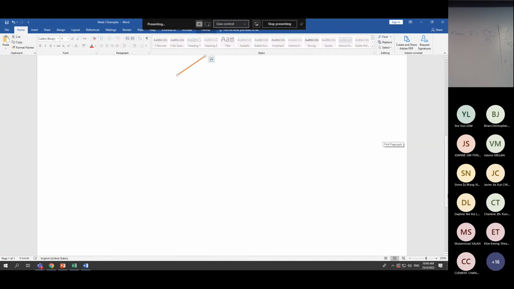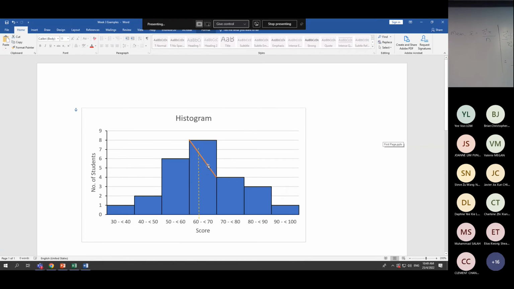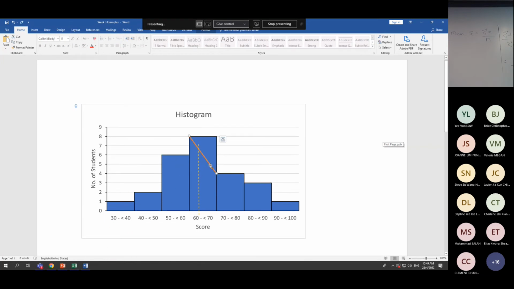Okay, so now is how to identify or estimate the mod value from your histogram. You need to draw two straight lines. One is from this point. You have to choose the highest bar, the bar with the tallest height, which is this one, right? So you join this point to this point by drawing a straight line, joining this corner to this point. And then the second line, you have to join this point, this corner, to this point.